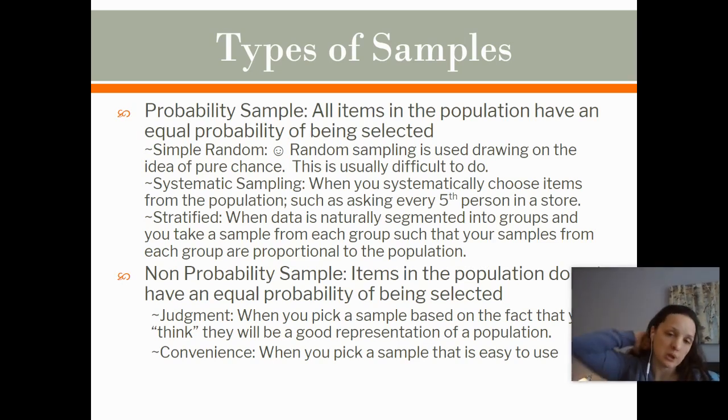There are a couple different types of probability samples. There's the simple random sample, where you draw somebody on pure chance. This is very difficult to do. That would be something where, let's say, for everybody who walks out the door, I flip a coin: heads, I ask them a question; tails, I don't.